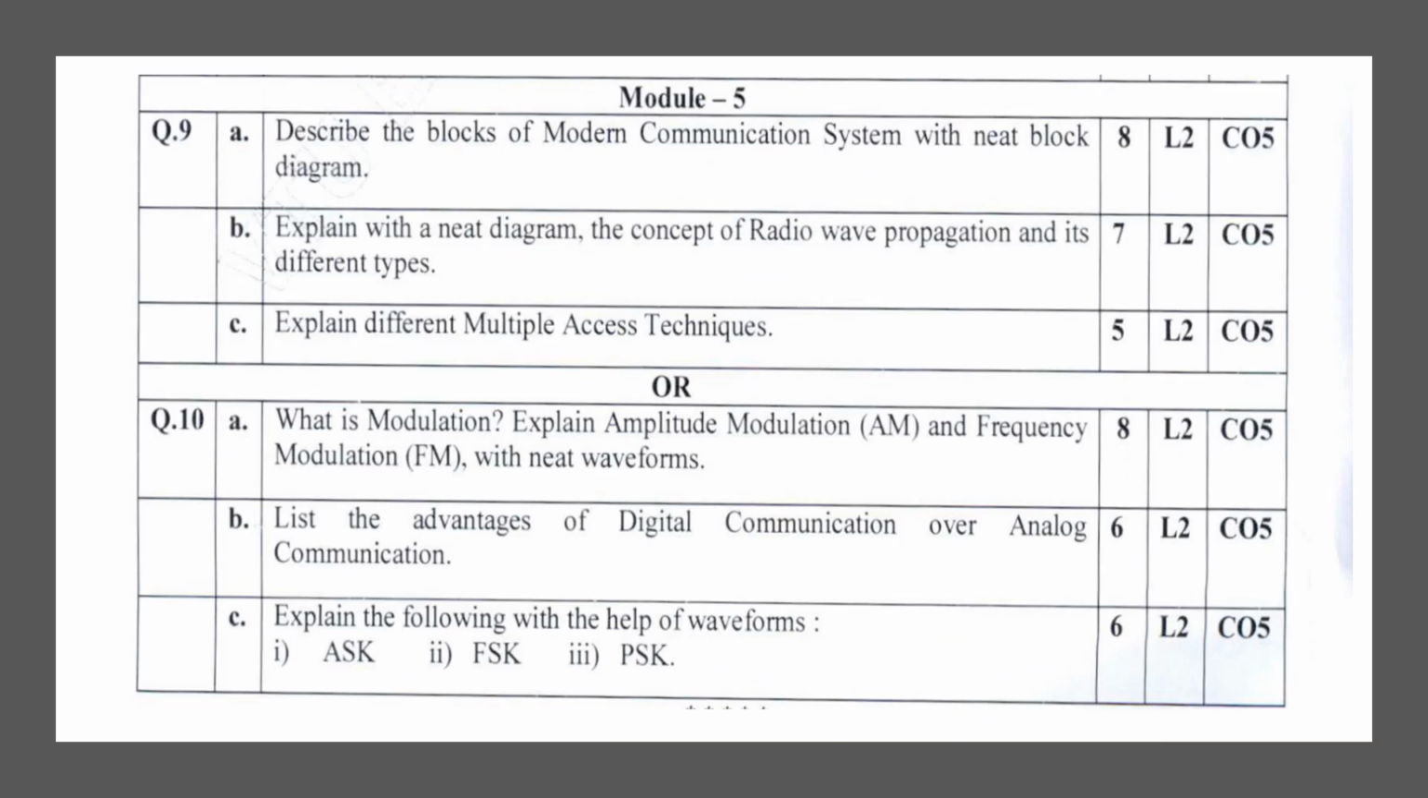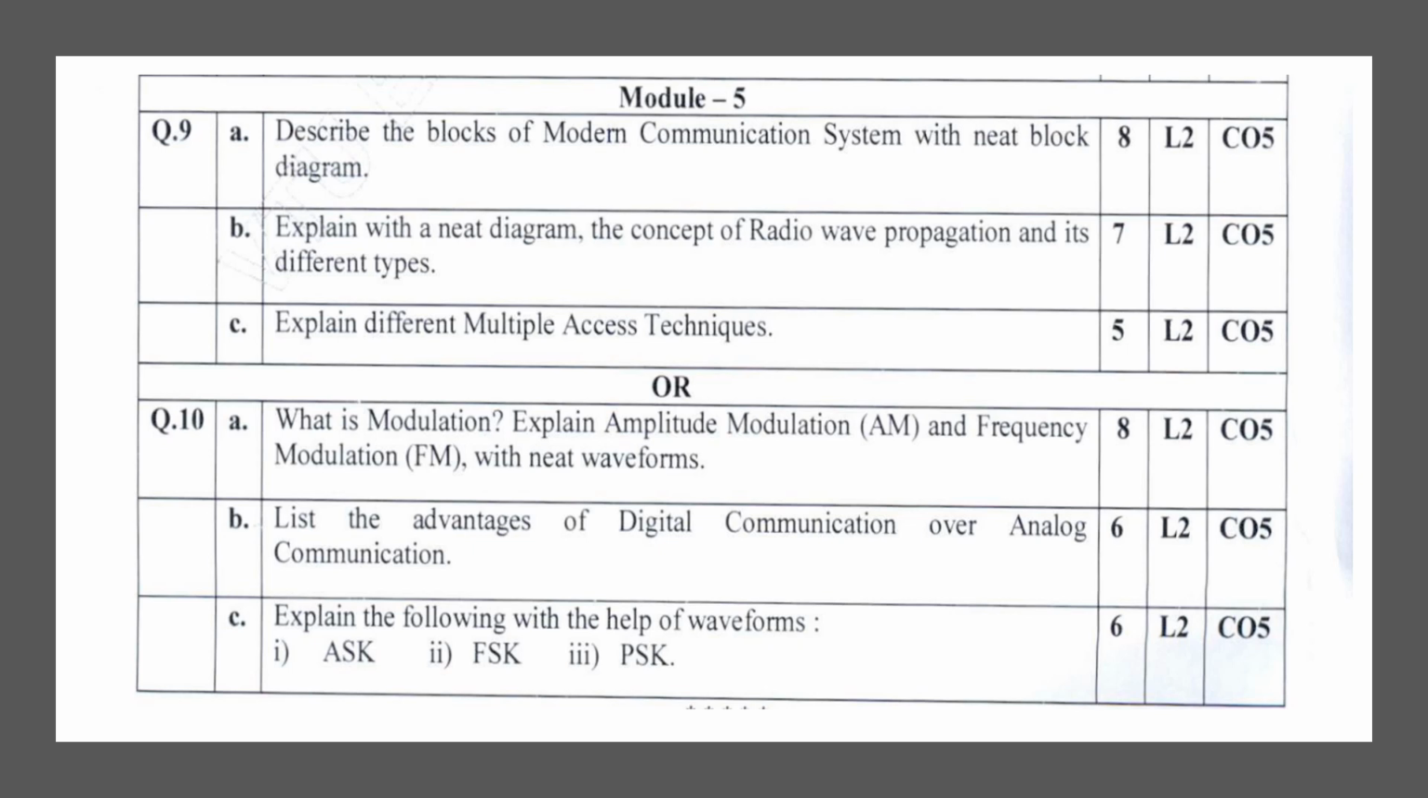And fifth module: describe the blocks of modern communication system with a neat block diagram. Explain with a neat diagram the concept of radio wave propagation and its types, and explain different multiple access techniques. The OR choice will be about modulation, amplitude modulation and FM modulation with neat diagram. List down the advantages of digital communication over analog communication. Explain the following with the help of waveforms: ASK, FSK and PSK.